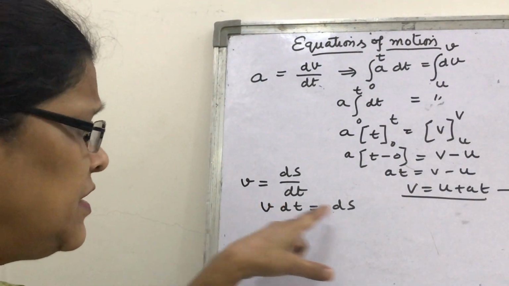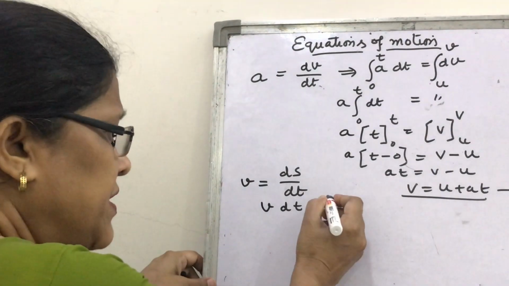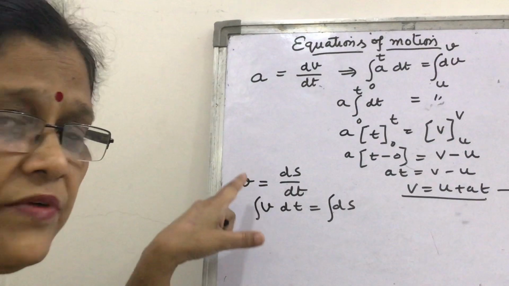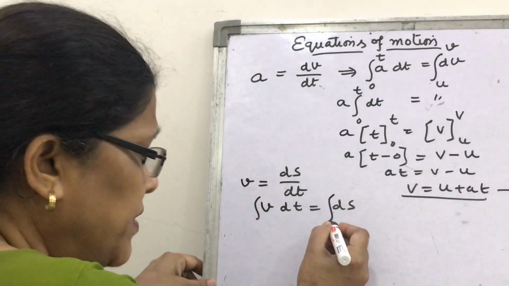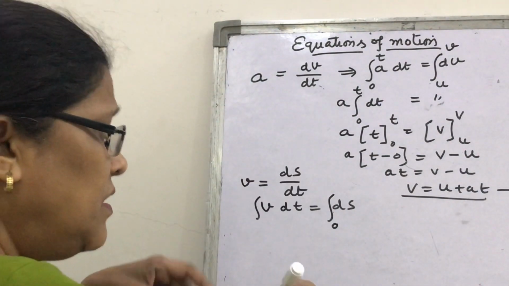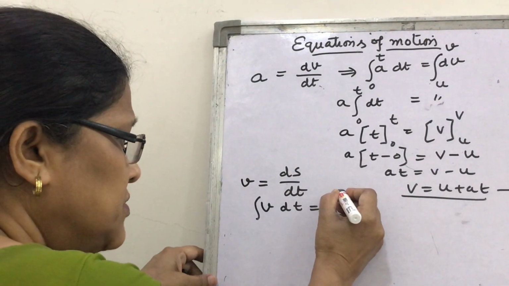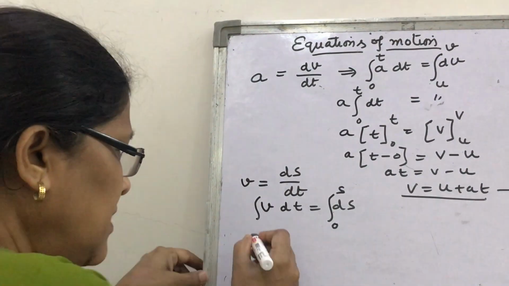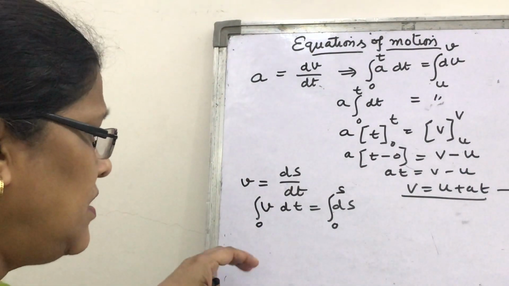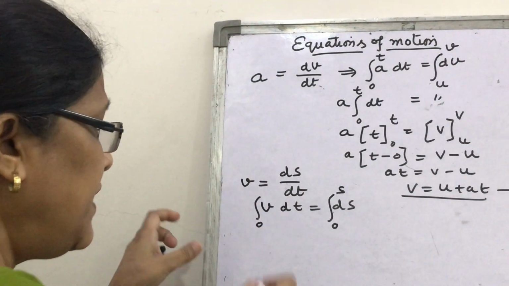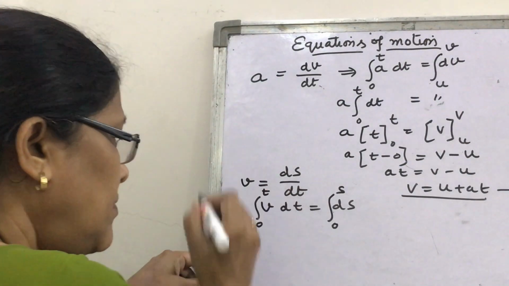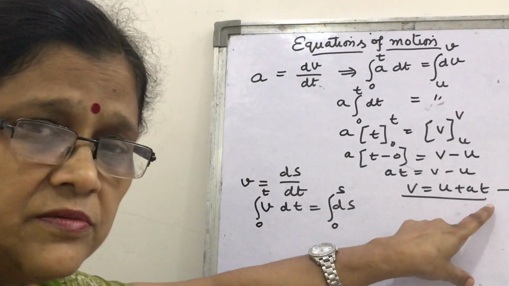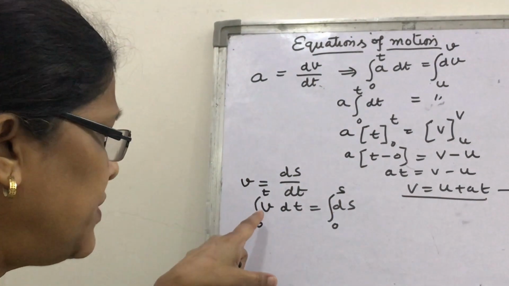So, in this way you can put the integration. How much distance will the object travel from the beginning? From the beginning 0, let the total distance be s. From the beginning the time is 0, let the total time be t. What is the first equation? v equal to u plus at. Put the value here.